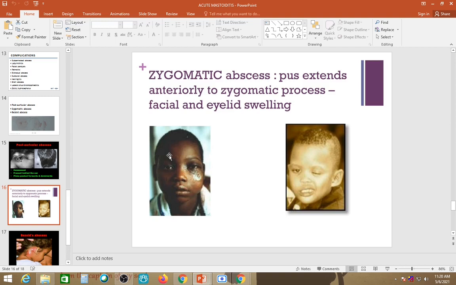I hope that some of you have seen this in some patients, or you did not see at all. Yes? In the OPD, have you seen any patients suffering from mastoiditis?